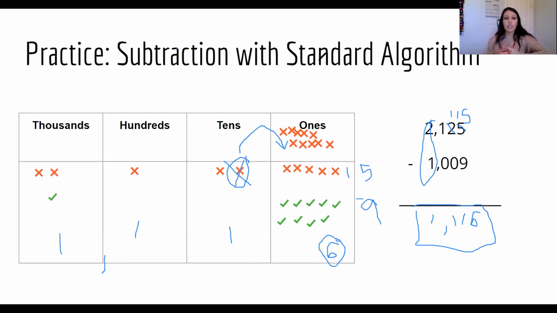And the way you can check your work is by doing 1,009 plus 1,116, and your answer will be 2,125. The reason for this is because it's just like the bar diagram. You have your part, whole, and that's why all three numbers are related to one another.